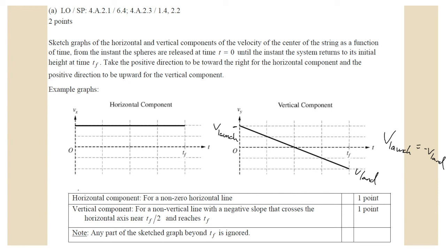And you got 1 point for a non-vertical line with a negative slope that crosses the horizontal axis near the halfway point and then reaches T final. Notice this graph also honors the concept V launch equals the negative of V land. When this thing at time T final reaches its initial height, it's showing that the landing velocity is the negative of the launching velocity.